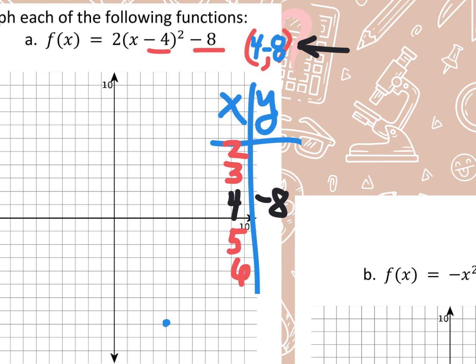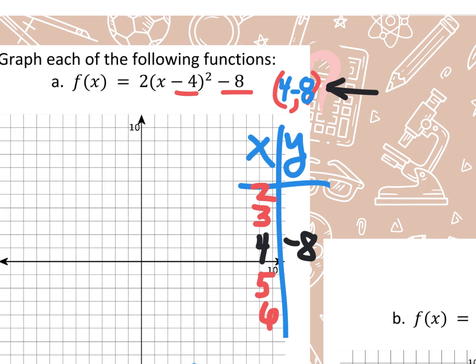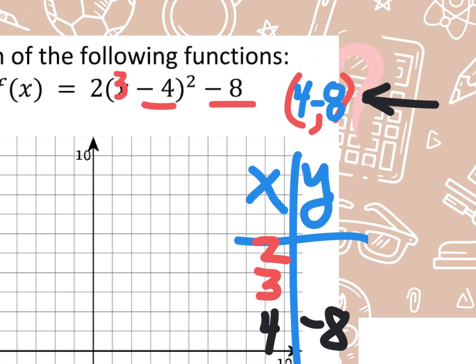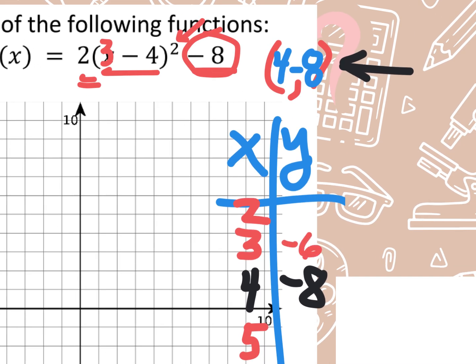Nordling, I'd like you to walk me through putting in the number 3. There's the 3 to start with. Then what do I do? 3. Okay, so 3 minus 4 is negative 1, and then what? Hint. The squared has to be next. Okay, so what's negative 1 squared? 1. And then times it by 2. 2. Then subtract 8. 2 minus 8. Yes. 3 gives you negative 6.